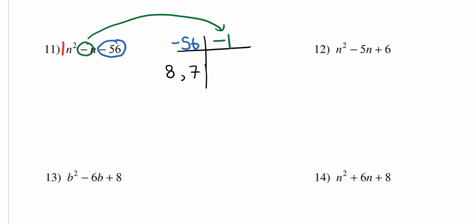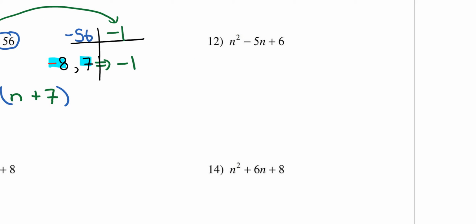Now I need negative 56 and I need those two numbers to add to negative 1. So it's probably best to put the minus sign on the 8. That would give me two numbers that multiply to negative 56, and negative 8 plus 7 would give me the negative 1. And if I set my two brackets here, my leading coefficient is a 1, so I need a variable n there and n there. N times n gives me the n squared, and negative 8 and 7 are the numbers that would go in the brackets. So negative 8 and positive 7.